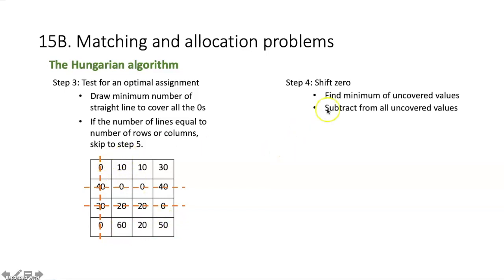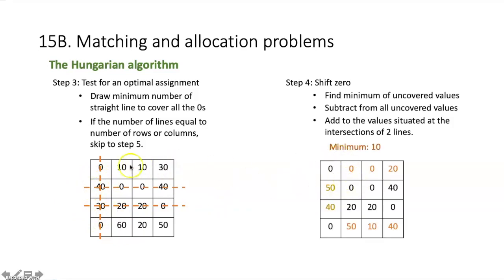Once we find the minimum, we need to subtract the minimum from all uncovered values, which means we take away 10 from 10, 10, 30, 60, 20, 50. The last thing we need to do for step 4 is to add the values situated at the intersections of two lines. So we need to find the intersection of the two lines, which is on 40 and 30. So those are the new numbers we get: 0, 0, 20, 50, 10, 40. Then we add 10 to 40, 30, which becomes 50 and 40.